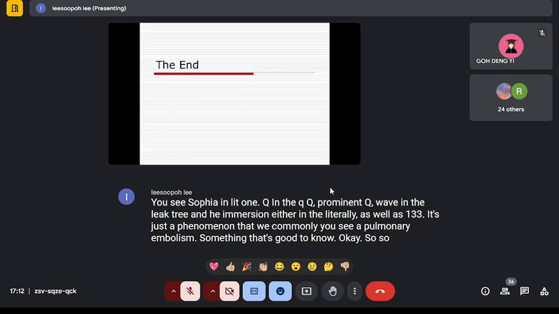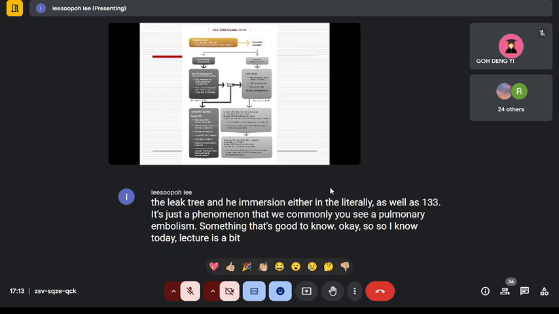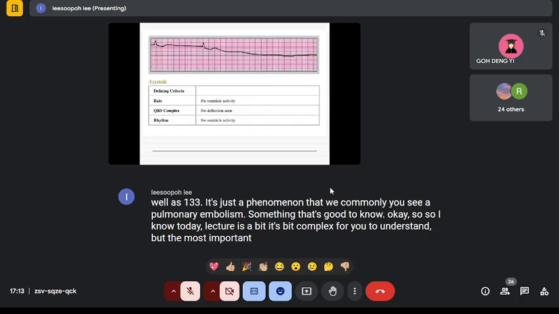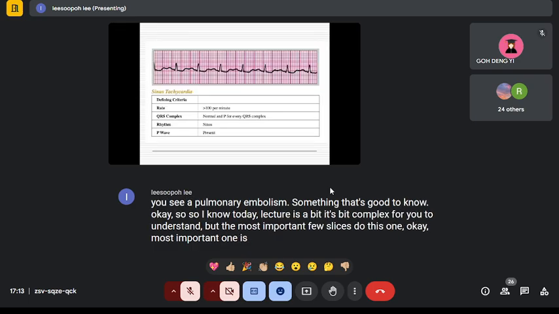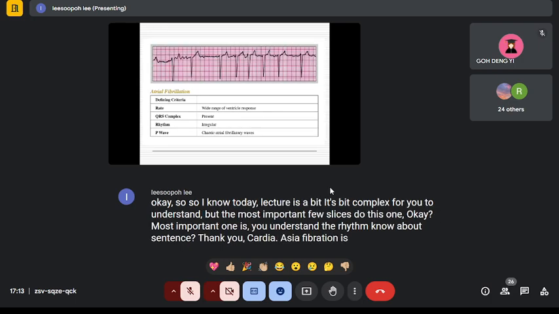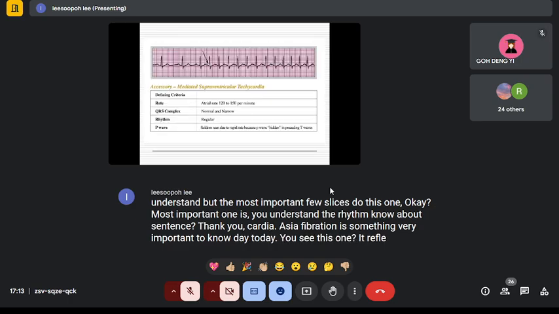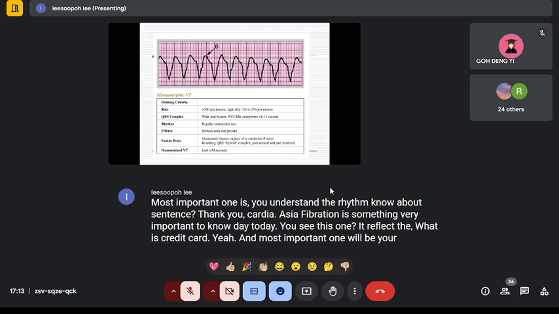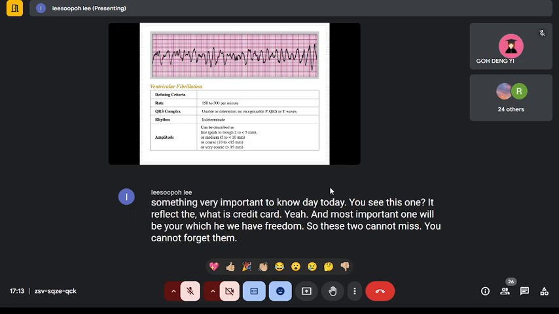Okay, that's all. I know today's lecture is a bit complex for you to understand, but the most important few slides are still this one. The most important thing is to understand the rhythm. Know about sinus tachycardia. Atrial fibrillation is something very important to know; day to day, you see this one. Atrial flutter. What is bradycardia? And the most important one will be your VT and VF rhythm. These two you cannot miss. You cannot forget them.